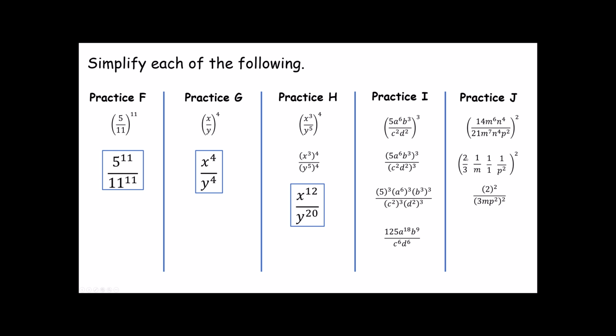If I simplify this, 2 times 1 times 1 times 1 is 2, and then 3 times 1 is 3. I just put all these together, and then I square both the numerator and the denominator. 2 squared is 4, 3 squared, m squared, p squared squared, becomes 9m squared p to the 4th.